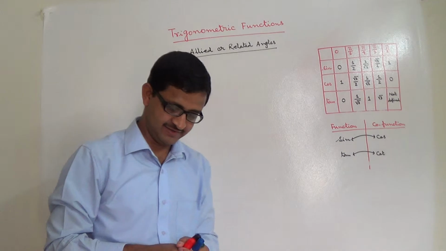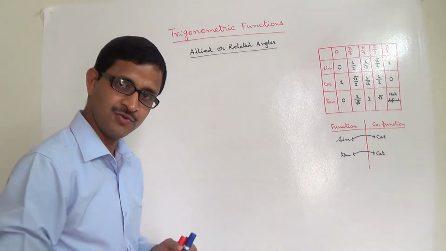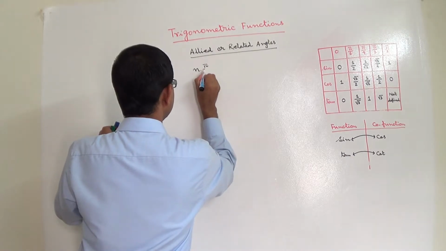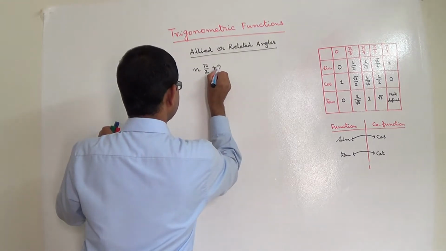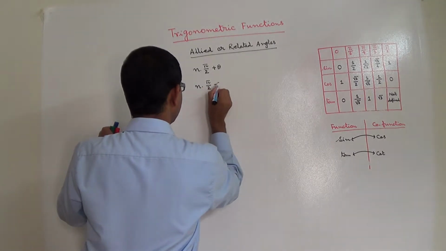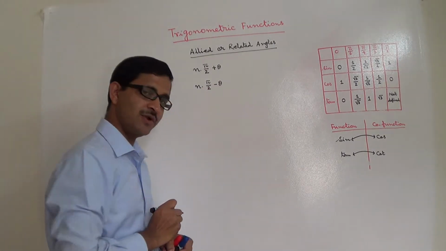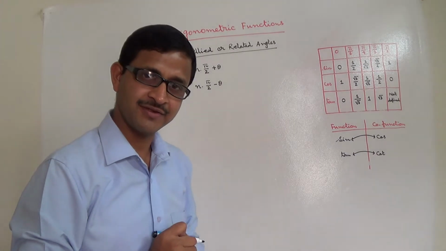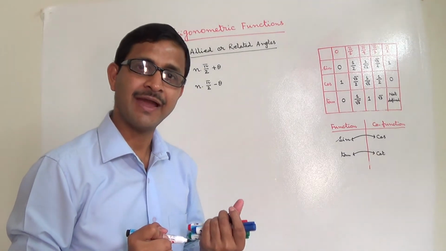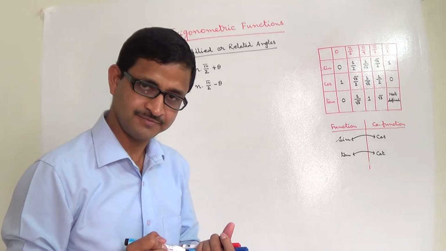What is an allied angle? Any angle which can be expressed in terms of n into pi by 2 plus theta or n into pi by 2 minus theta is known as an allied angle, where n is any integer and theta is an acute angle. Correct?